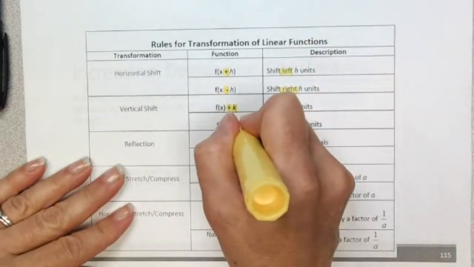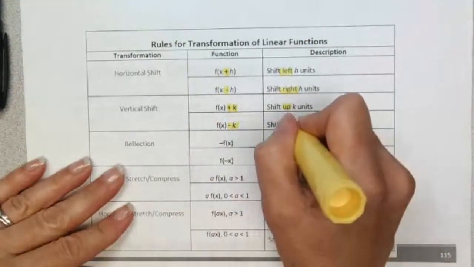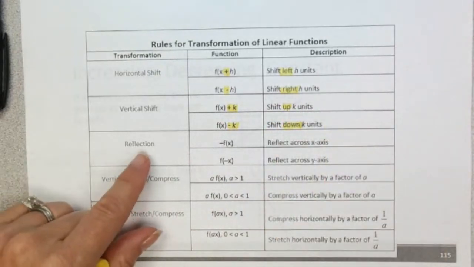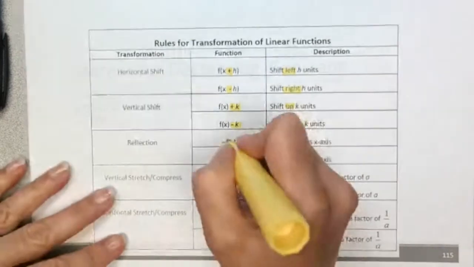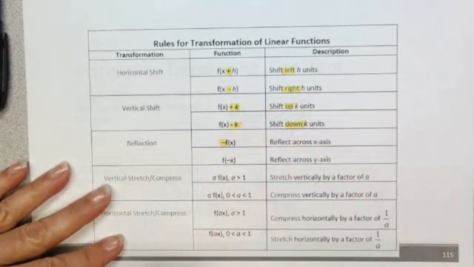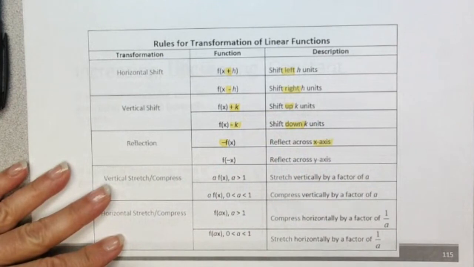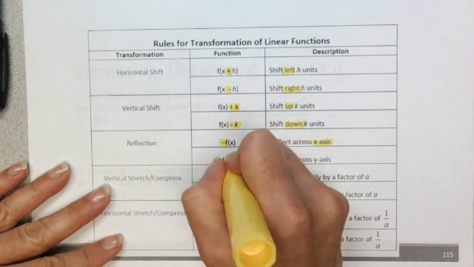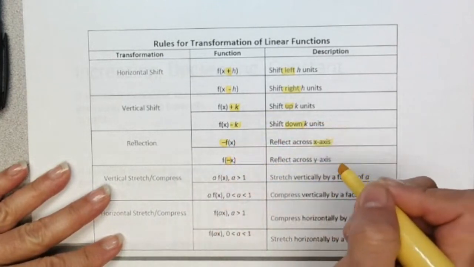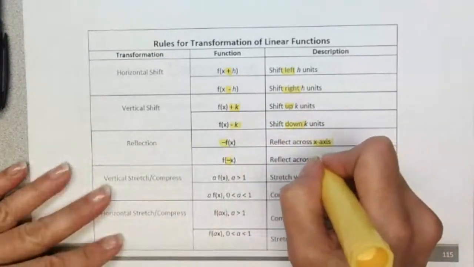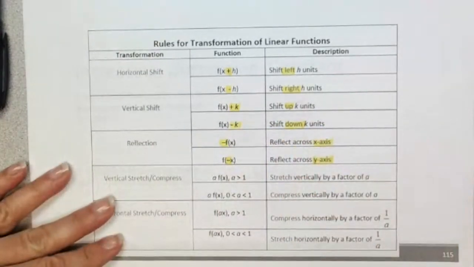That's an up. And when we subtract from the function itself, that's a down. With reflections, when we make the whole function negative, that's like making all the y's negative, so we're reflecting across the x-axis. When we make x negative, all my positive x's become negative and negative x's become positive, that's a reflection across the y-axis.